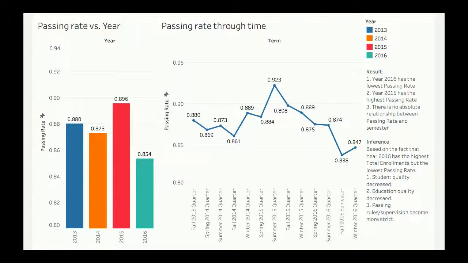Also, we can take a look at the passing rate versus different quarters, and there are no obvious patterns. Based on the fact that year 2016 has the highest total enrollment but the lowest passing rate, it may indicate 3 possible reasons. The first one is that student quality decreased, the second one is that education quality decreased, and the third one is that the passing rules supervision became more strict.